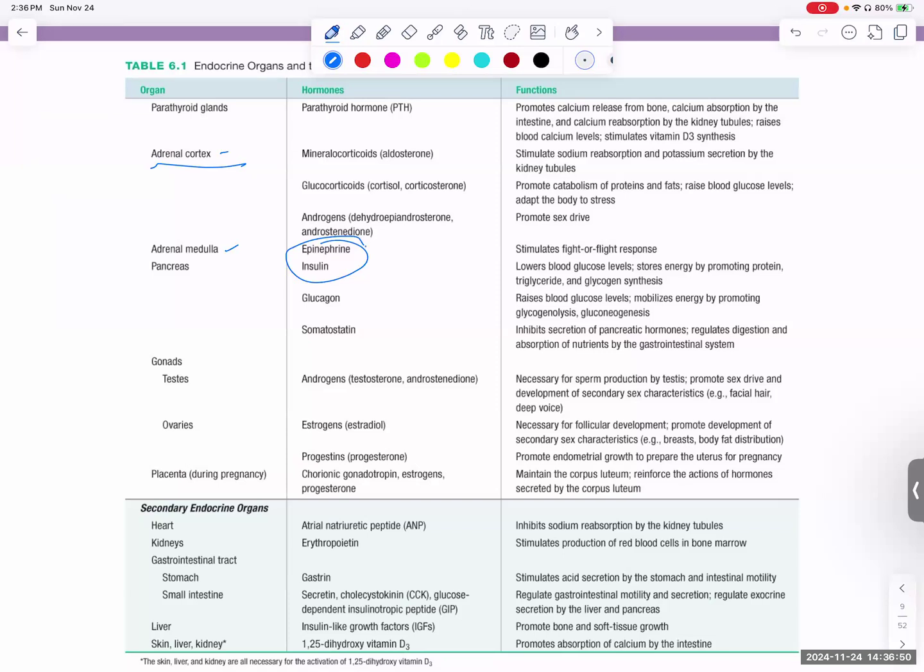So this is controlled by hypothalamus. They're actually both controlled by the hypothalamus. It's just these right here is controlled by hypothalamus, which then controls the anterior pituitary, which then controls the adrenal cortex to release these hormones. So it gets a little more complicated.